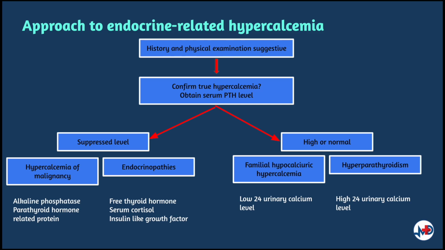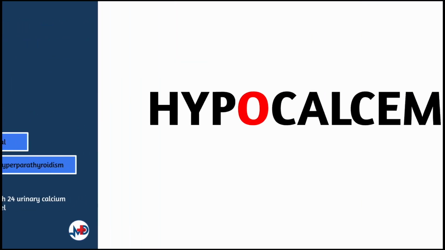Once parathyroid hormone is suppressed, further workup needs to be done to identify if the etiology is hypercalcemia of malignancy by testing alkaline phosphatase level and parathyroid hormone-related protein, and in cases where workup for malignancy is negative, evaluation for endocrinopathies is done. Lab tests for endocrinopathies are free thyroid hormone to evaluate for hyperthyroidism, serum cortisol for adrenal insufficiency, and insulin-like growth factor for acromegaly. Now, we're done with hypercalcemia. Let's move on to hypocalcemia.